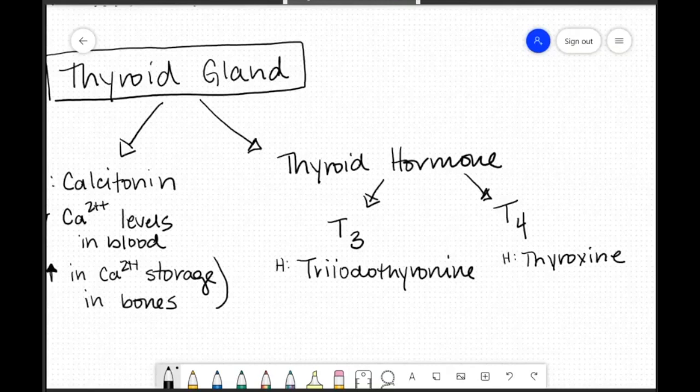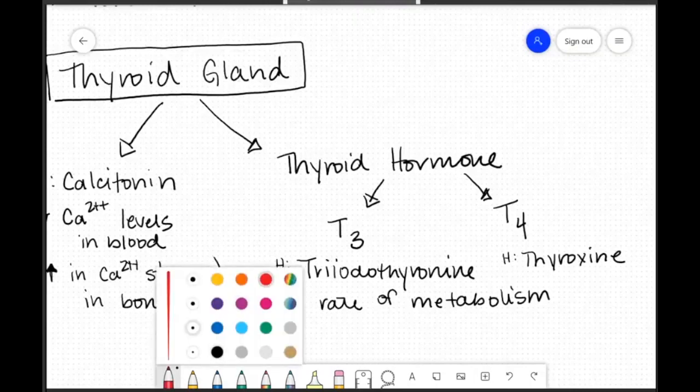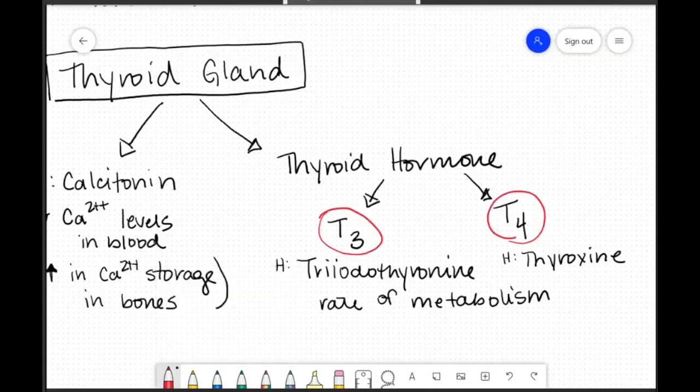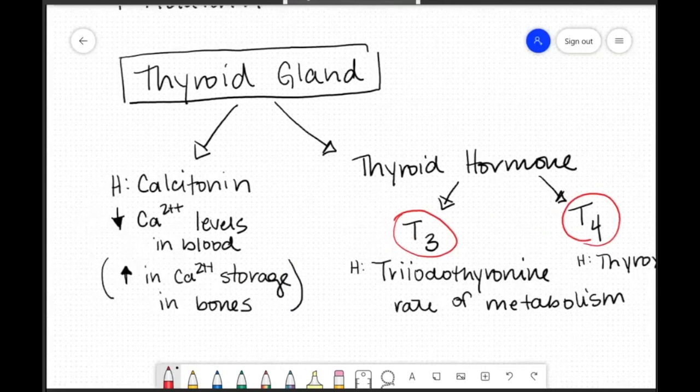So there are thyroid hormone T3 and thyroid hormone T4. And these guys are super important because they're going to be responsible for the rate of your metabolism. So they are involved with oxidation of your cells. So when you've heard of people say that they have hypothyroidism or hyperthyroidism, a lot of times what they're actually referring to is not necessarily calcitonin, but they're talking about T3 or T4 with regulation of their metabolism.